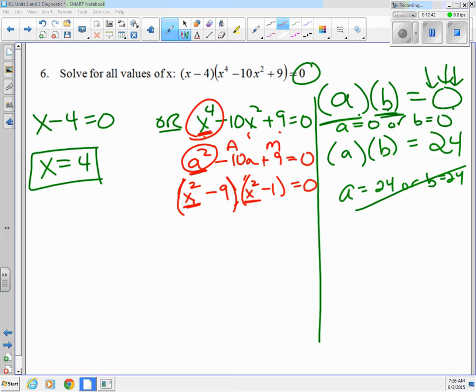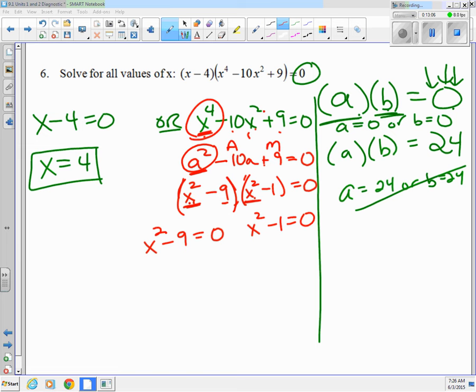And if you were to FOIL this out again, you would get x squared times x squared is x to the 4th. You would get x squared times negative 1, which is negative x squared. Negative 9 times x squared, which is negative 9x squared. And that's where the negative 10x squared comes from, and you'd be good with the plus 9. Now I have something times something equal to 0 yet again. And I could set each of these factors equal to 0.